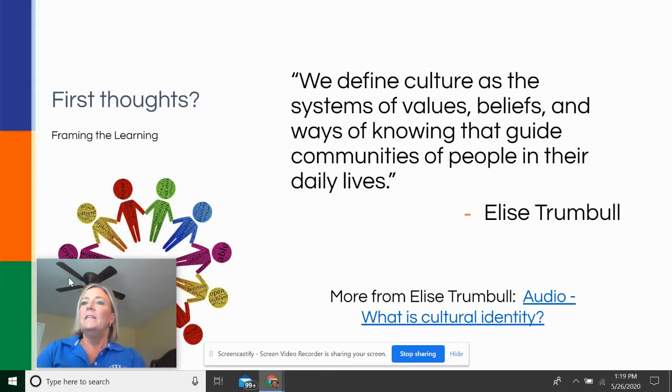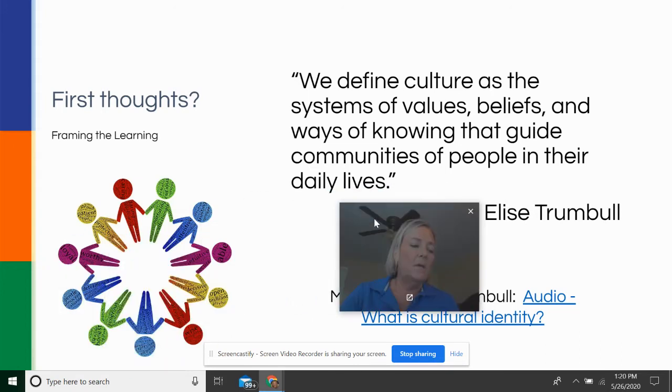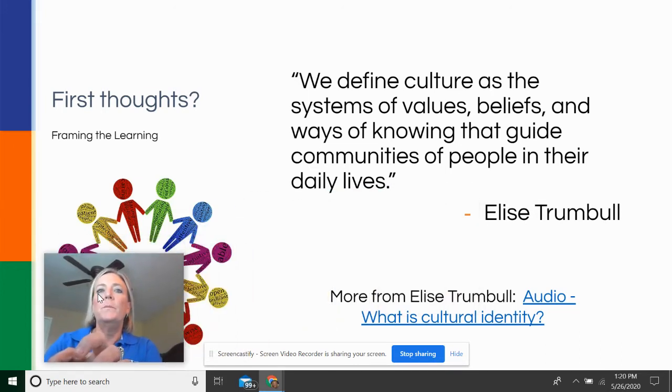Okay, this quote is from Elise Trumbull, and Elise Trumbull is a former elementary school teacher. She's the author of some books. One of her books is called Bridging Cultures Between Home and School, and it serves as a guide for teachers. And this is the quote I have: "We define culture as a system of values, beliefs, and ways of knowing that guide communities of people in their daily lives." If you'd like to hear more from Elise Trumbull, there is a link to an audio recording right on this screen, and that will give you a little more information about how she came to believe that quote.